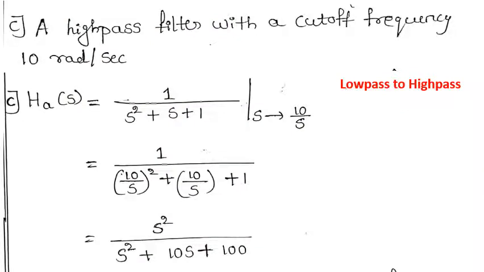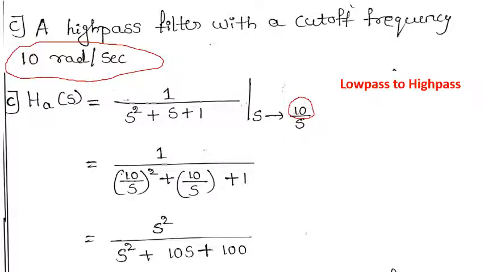The next part of the question is we have to obtain the transfer function for a high pass filter having cutoff frequency of 10 radian per second. Again, we apply the low pass to high pass transformation, which states that wherever there is S in the transfer function of a low pass filter, that has to be replaced by omega u divided by S.